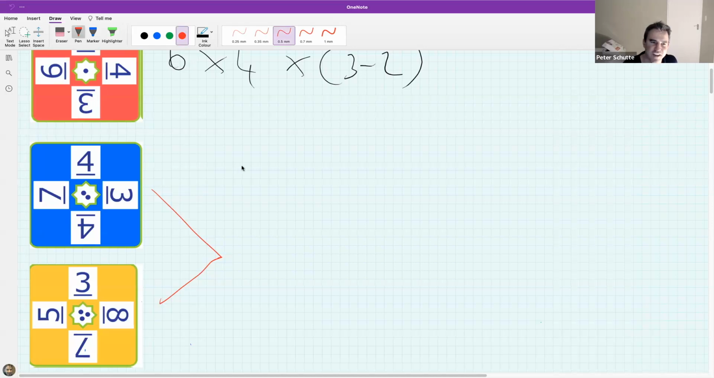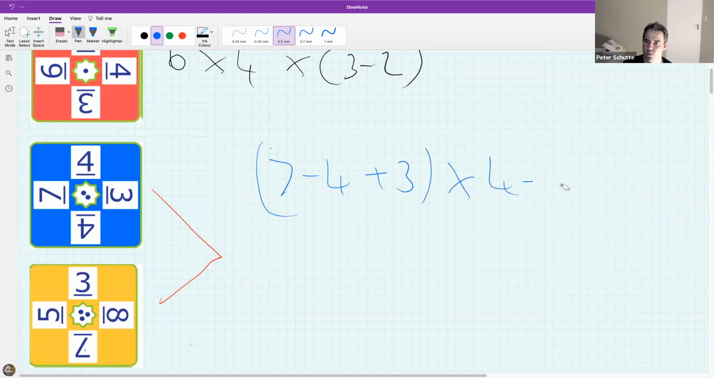Ah, Theodore. So, okay. So, 7 minus 4 is important in the blue one. So, I see 7 minus 4. And then that gives us 3. 7 minus 4 gives us 3. And then that yes plus 3 gives us 6. That times 4 gives us 24, which I see quite a few students have got that. And then so I've used the 7, the 4, the 3, and the 4.